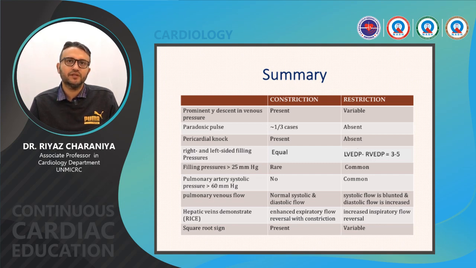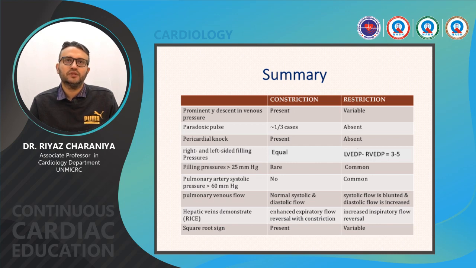The hepatic veins show an expiratory flow reversal with constrictive pericarditis, whereas an increased inspiratory flow reversal is what is seen in restrictive cardiomyopathy. The square root sign is present in both, but it's more predominant in constrictive pericarditis.